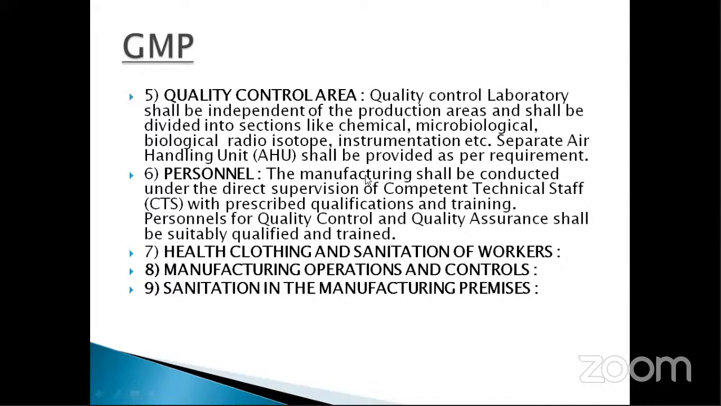So, sanitation of the manufacturing premises: the premises shall be cleaned and maintained in an orderly manner. The manufacturing area shall not be used for storage of materials, and a routine sanitation program shall be drawn up. There will be an SOP, you have to follow it accordingly, and you have to keep the record of sanitation.